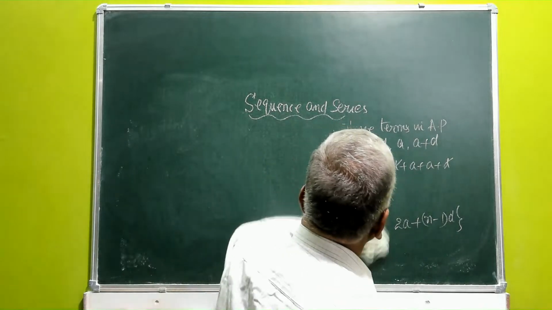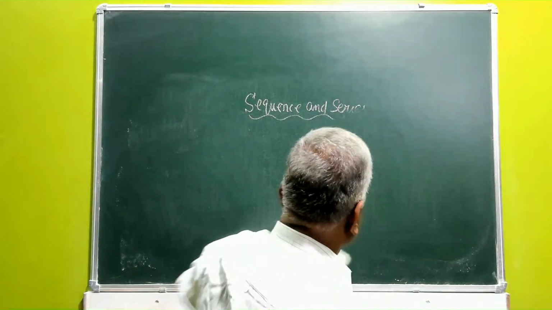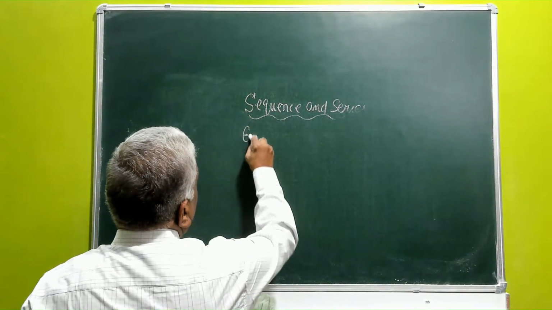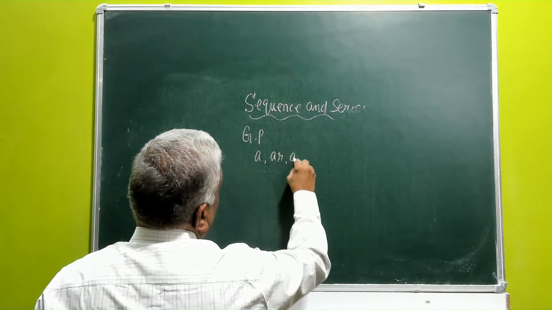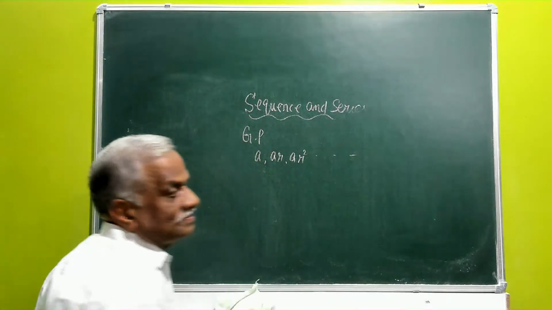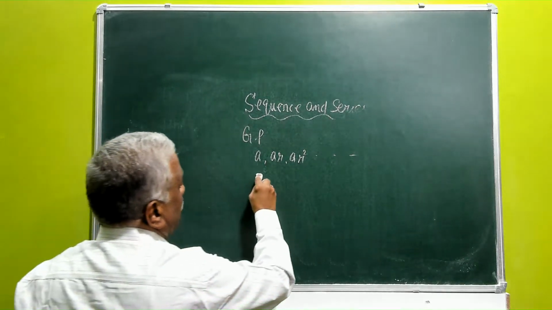Then about GP, geometric progression. It is a, ar, ar square, etc. Here also a is called the first term.